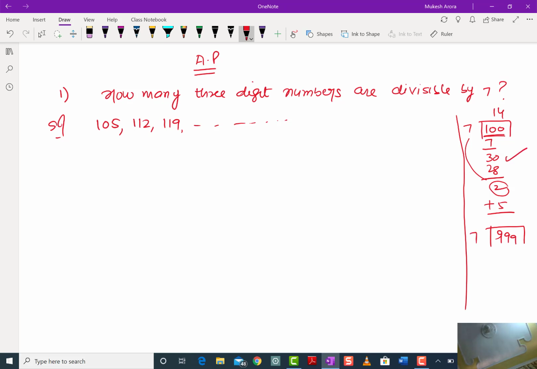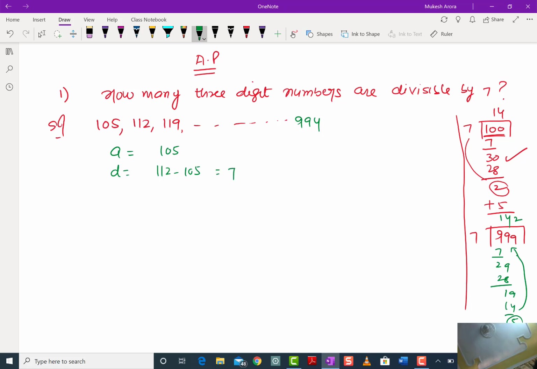The last three-digit number is 999. See, in the first case we had to add, and in this case we have to subtract. 7 ones are 7, 7 nines are 63, 7 fours are 28, 7 twos are 14, so 5 should not be there. So it will be 994. We have to subtract 5 from this. Now it's very easy. A is 105. D is 112 minus 105, which is 7. And the last term is 994.